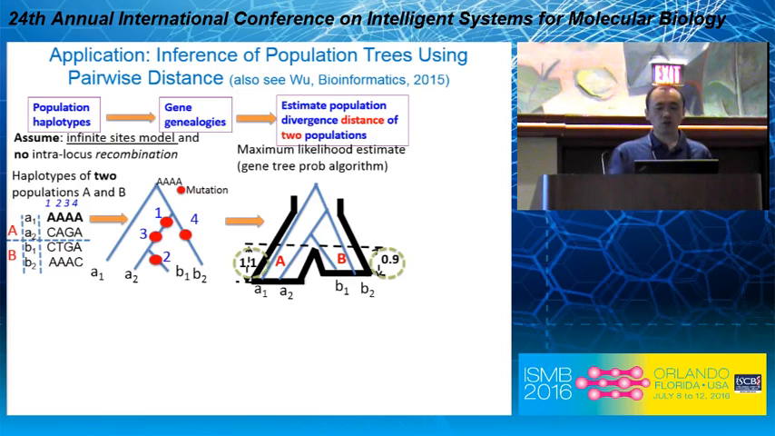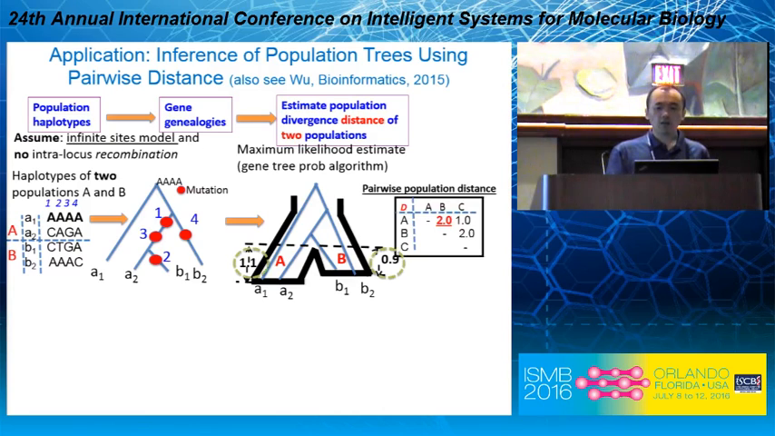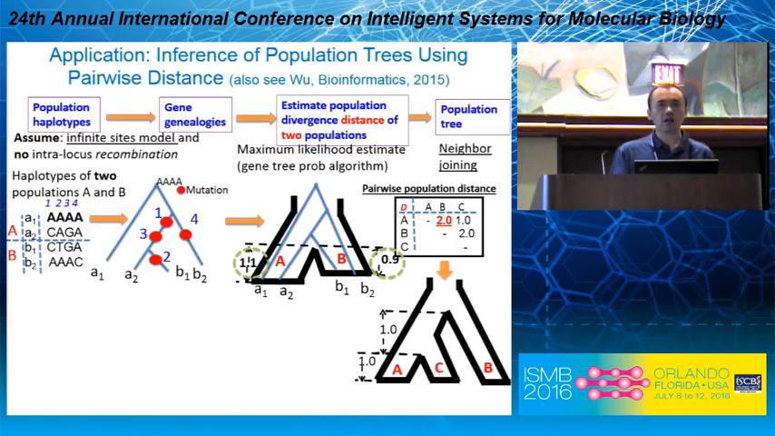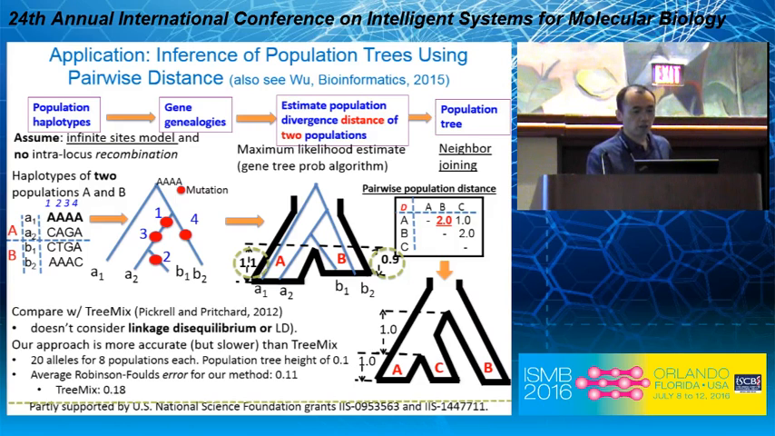So you infer the divergence time, and this will give you a pairwise population distance for all the populations. Once you have the pairwise population distances, you can use a standard method like neighbor joining to construct the population tree. In my paper, I show that this actually performs better than the recently published method called TreeMix, which doesn't use this gene tree, which I believe has important information about the linkage disequilibrium.